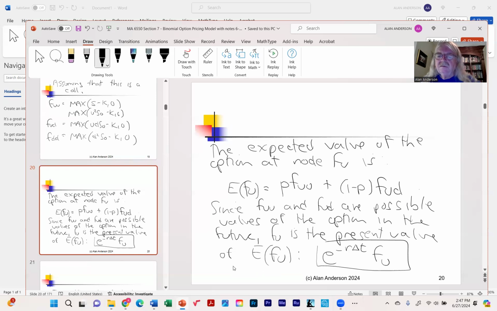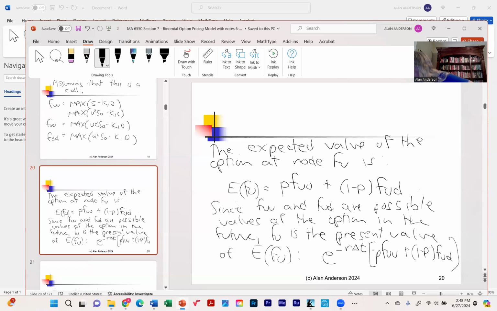And so what we're going to do, actually, no, hold on a second. I'm going to write it like this. This will be much cleaner. It's better. Okay, now everything is set. In other words, what we're doing is we're finding the expected value of the option at node FU, and then taking its present value. And this is our result. So we're going to write this as FU equals this expression. So right now, FU, if we're at this node, is the present value of the expected value of what it will be in one time step.